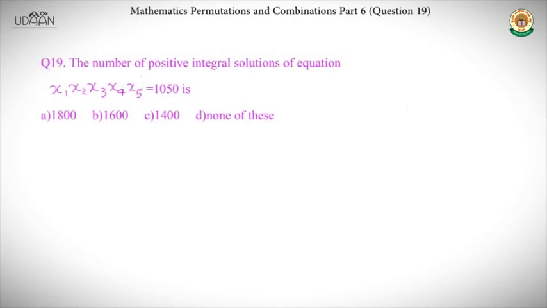So now we move to question number 19, which is the number of positive integral solutions of the equation x1 into x2 into x3 into x4 into x5 equals 1050. So we have to find the integer values of x1, x2, x3, x4 and x5 such that they satisfy the equation given here. So let's see how to solve this question.